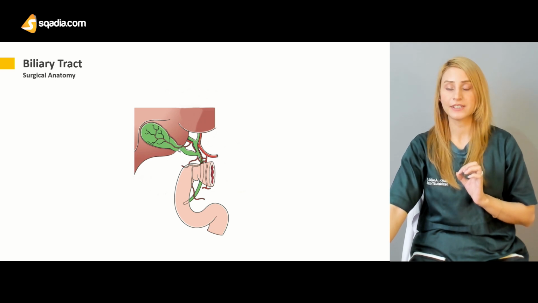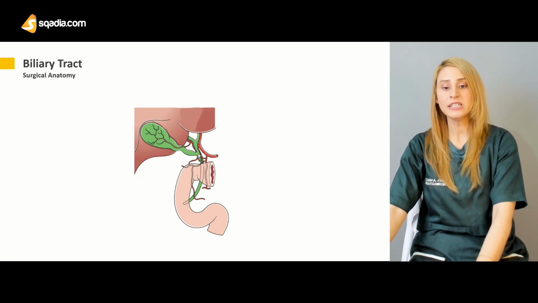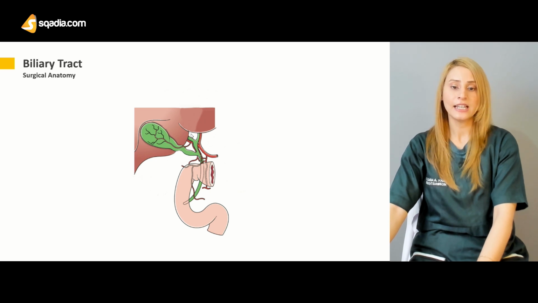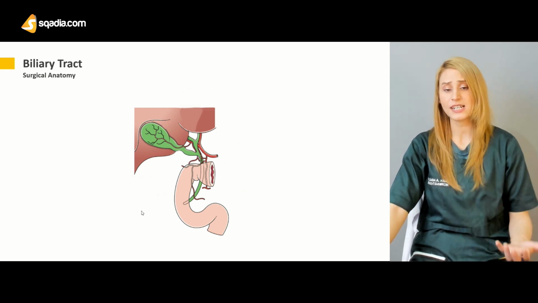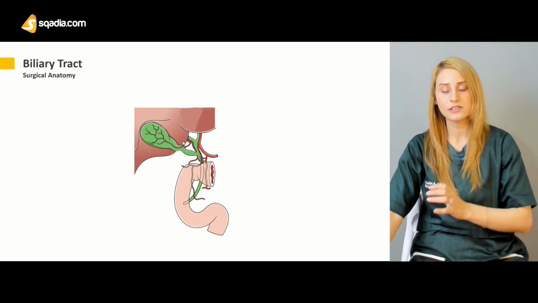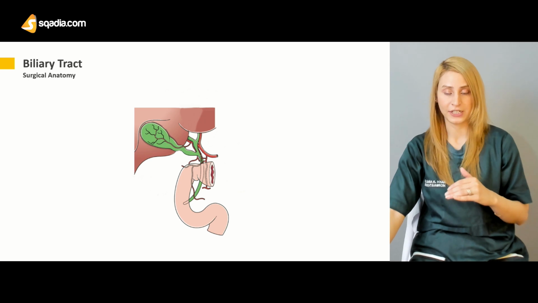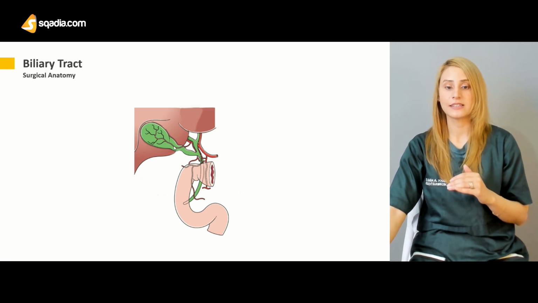The upper surface of this triangle is formed by the inferior lobe of the liver, and the lateral border is formed by the cystic duct and the gallbladder. So I'm going to repeat it again for you guys. The three important borders for the Calot triangle: superiorly would be the inferior surface or the inferior lobe of the liver. Laterally, this is the lateral edge.